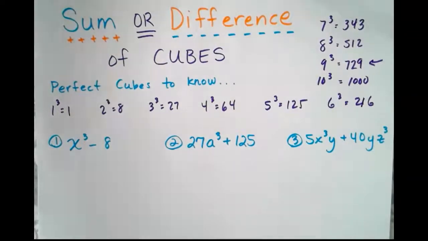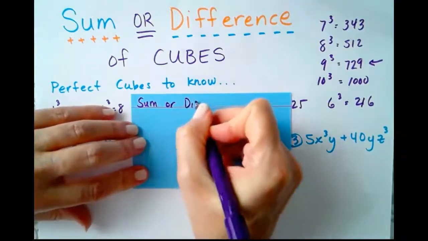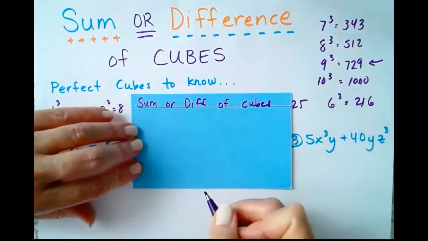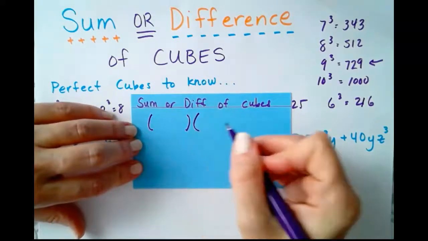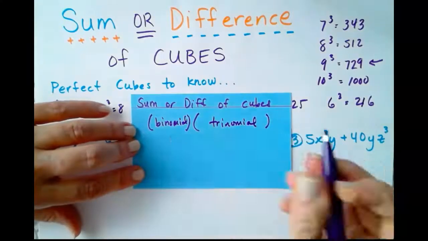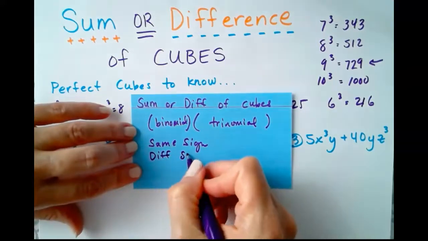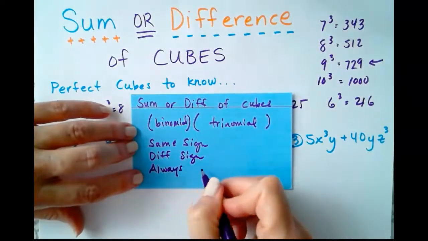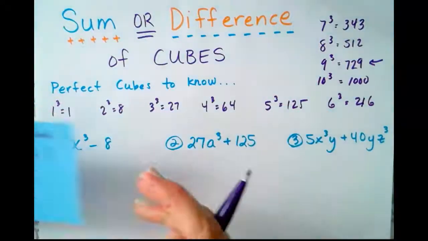So, sum or difference of cubes. This might be a good time to go to an index card and make yourself a little note: sum or difference of cubes. And here's the pattern we're going to use every single time. It's always going to be a binomial times a trinomial. And you need to remember same sign, different sign, always plus. Some people remember same, opposite, always plus, and that is the acronym SOAP. I just remember same, different, always plus. So keep that in mind.